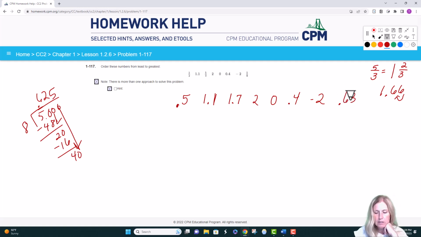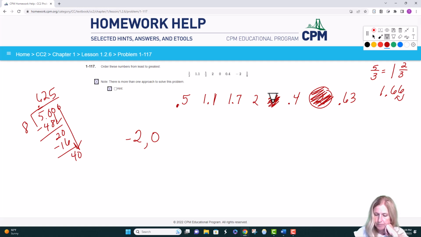Okay, now we are ordering least to greatest. So our negative number, obviously, is our smallest. Actually, I'm just going to cross it out like this. And let's see, no more negatives. So 0 would be our next one. Now we can start into the positive things.